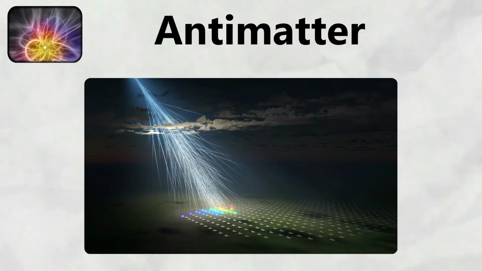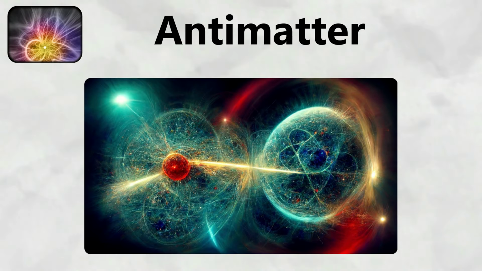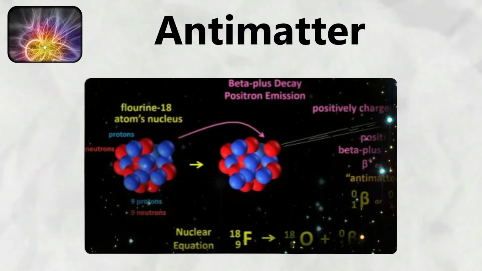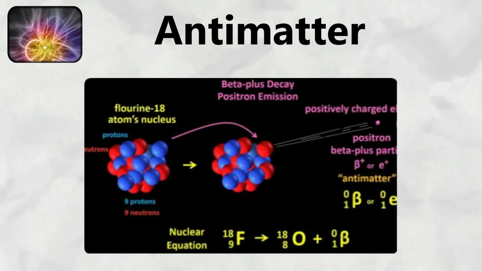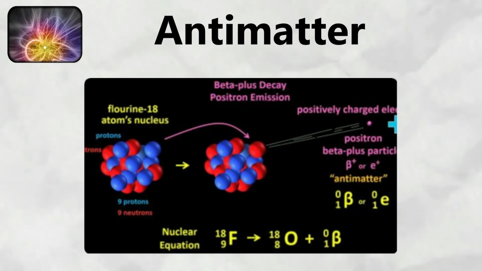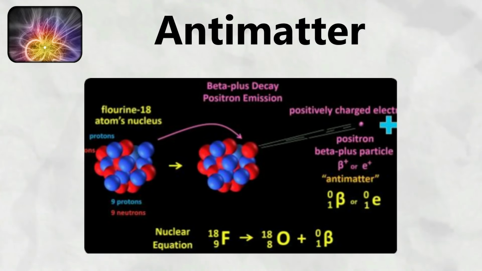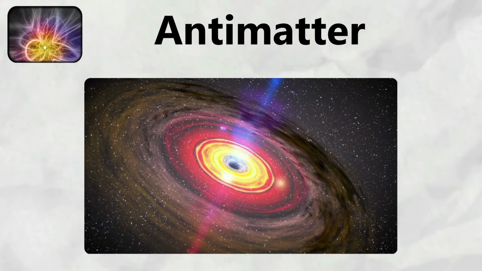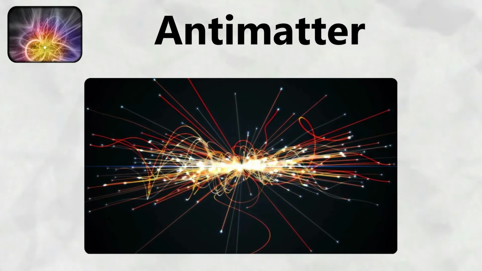High-energy cosmic rays striking Earth's atmosphere create particle showers that include both matter and antimatter particles. Certain types of radioactive decay, called beta-plus decay, produce positrons when protons in unstable nuclei convert into neutrons. Some astronomical objects, including pulsars and black hole accretion disks, generate antimatter through extreme magnetic fields and high-energy particle interactions.